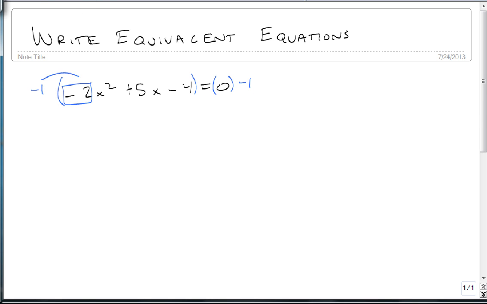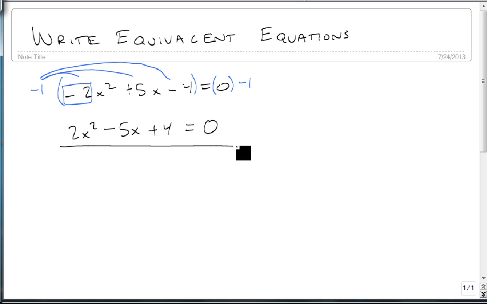When we distribute, that gives us 2x² - 5x + 4 = 0, because 0 times -1 is still 0. And so now it's going to be easier to use the quadratic formula because our a is positive.